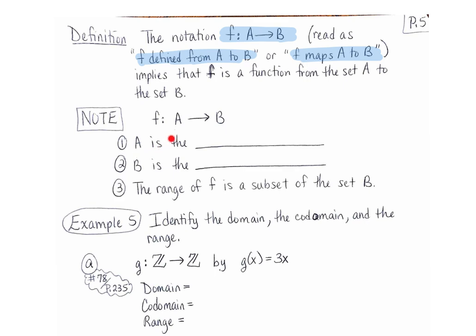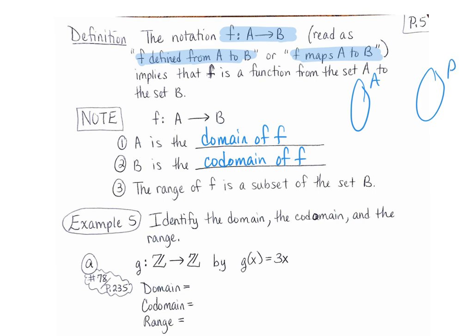A is the domain of F. B is the codomain of F. The range of F is a subset of the set B. So for visual folks, you have A. You have B. You have F maps A to B.